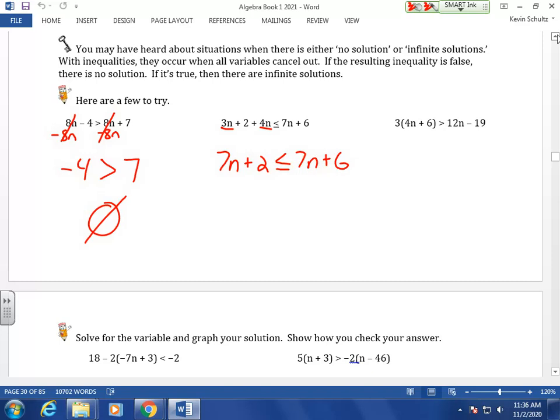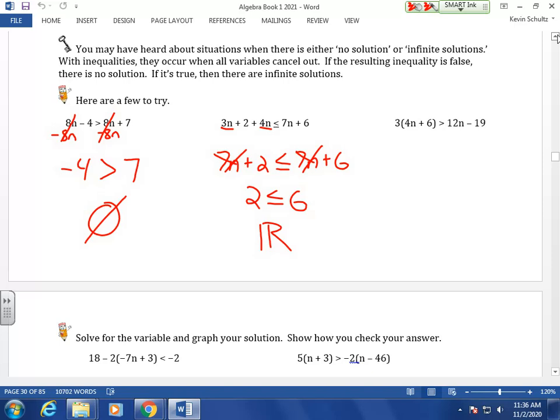Again, we have the same number of n's on both sides, which means these are going to cancel out, and we're left with 2 is less than or equal to 6. True or false? True. 2 is less than or equal to 6. Therefore, we have that cool-looking double R symbol to show that there is an infinite number of solutions, any real number is going to make this inequality true.